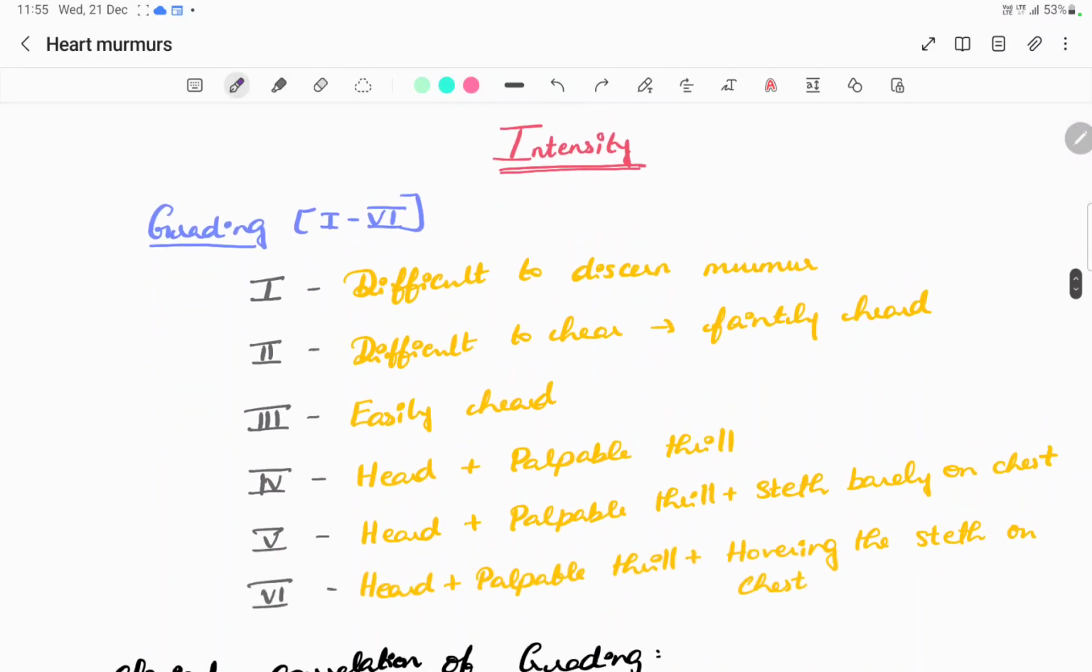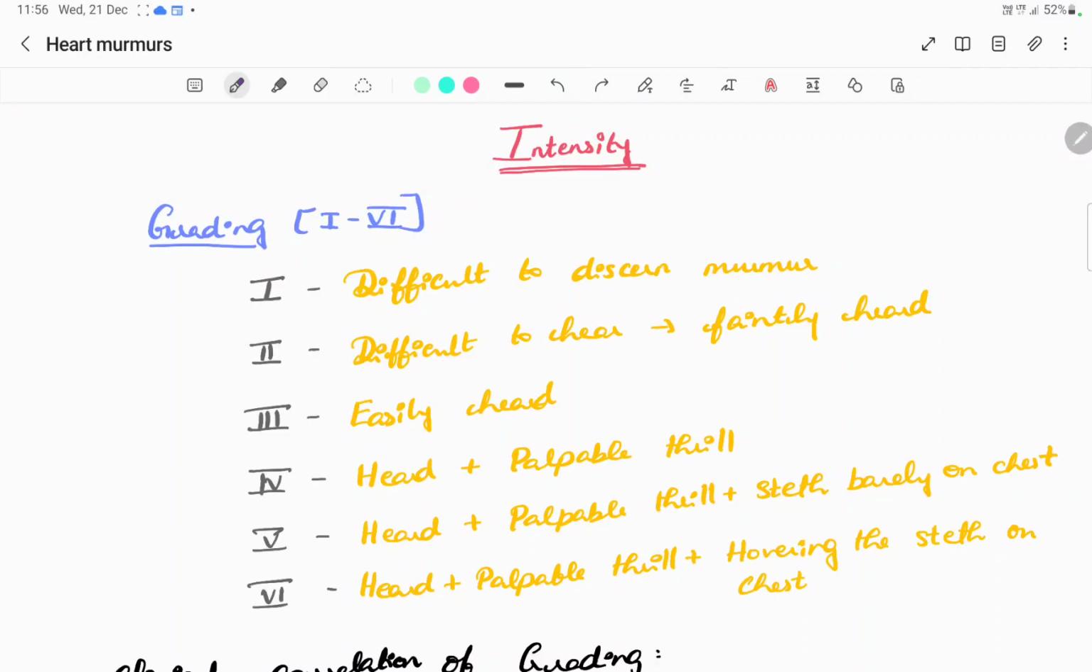Coming to intensity, we basically grade the intensity into 6 different grades. The first grade is where there is difficulty to discern the murmur, we can barely hear it. Second is it is difficult to hear, it is faintly heard. Then third, where we can easily hear the murmur, and then 4, wherein it's heard and it's also felt. That is a thrill, something known as a palpable murmur, so you can feel it.